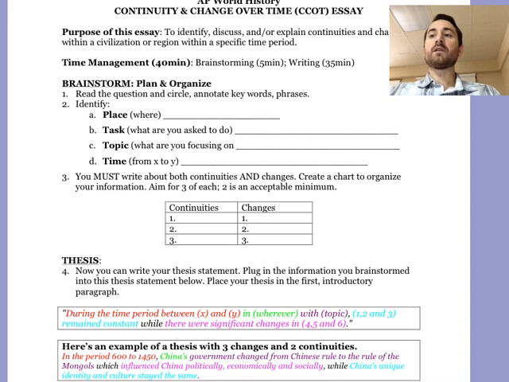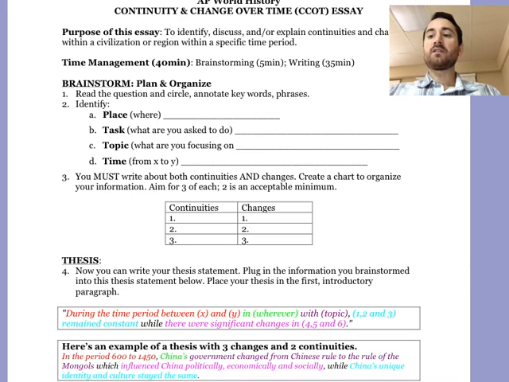You don't need 3, but 3 is a good rule of thumb. If you only have 2 continuities and 1 change, that will work as long as you have some of both. Now once you have identified your place, your geographic region, your task, your topic, and your time, and you've come up with your continuities and changes, then you can plug that information in to your thesis.